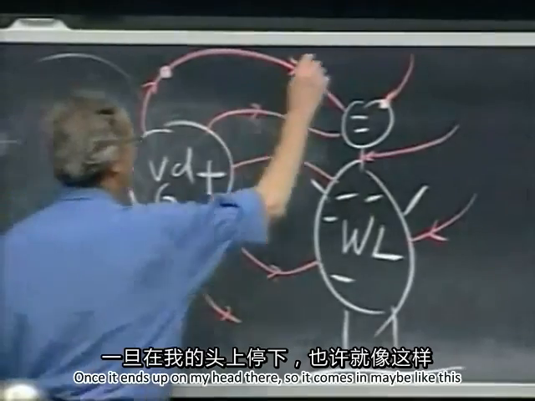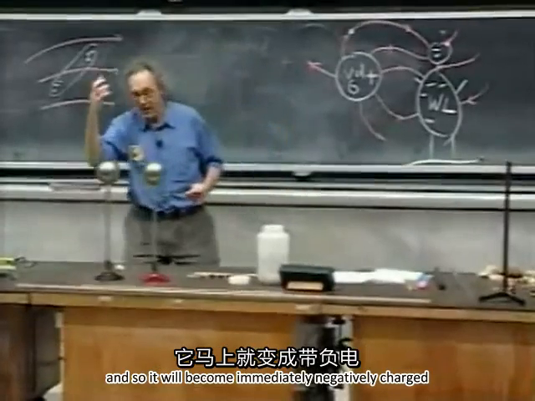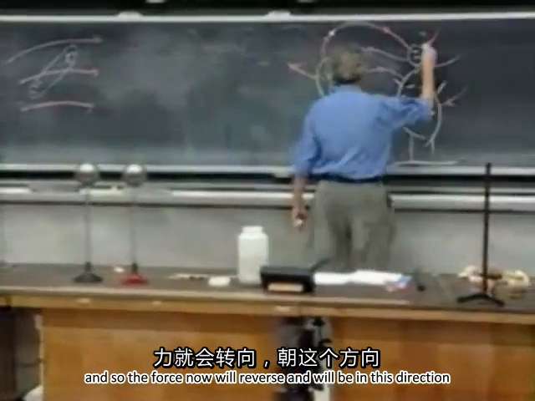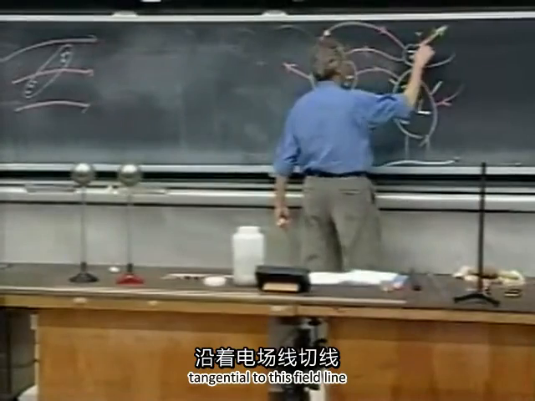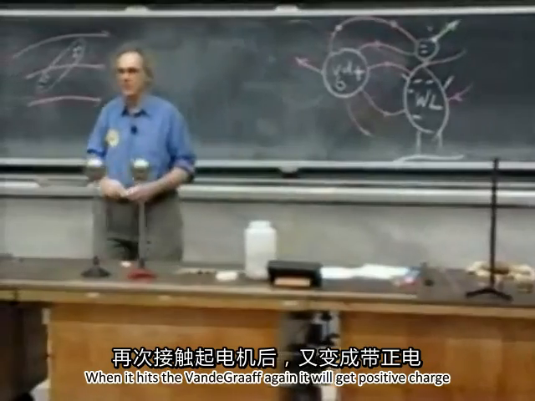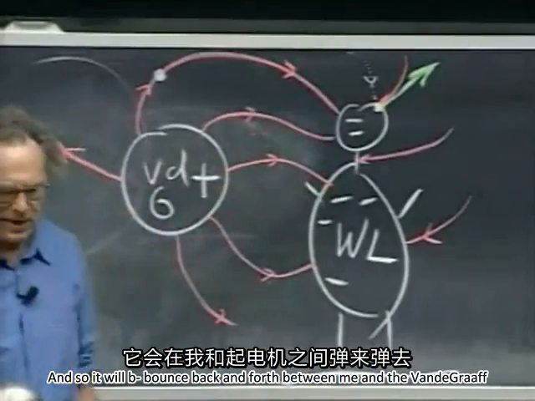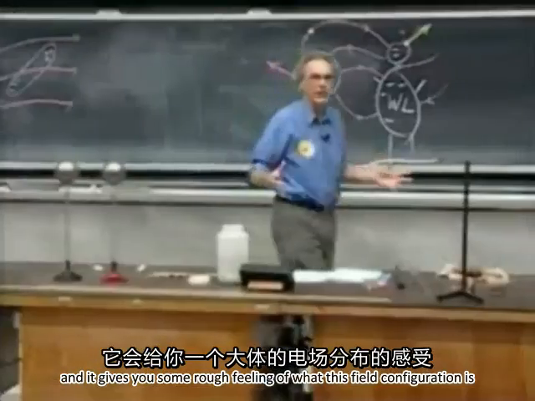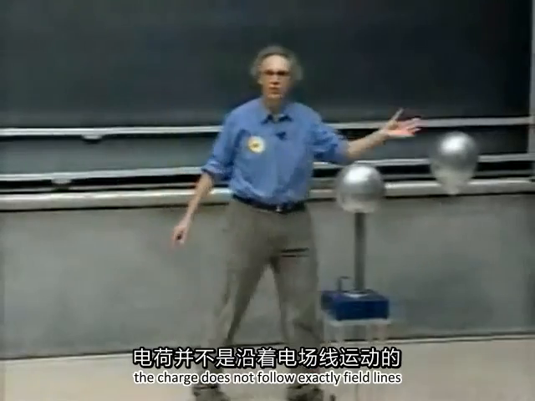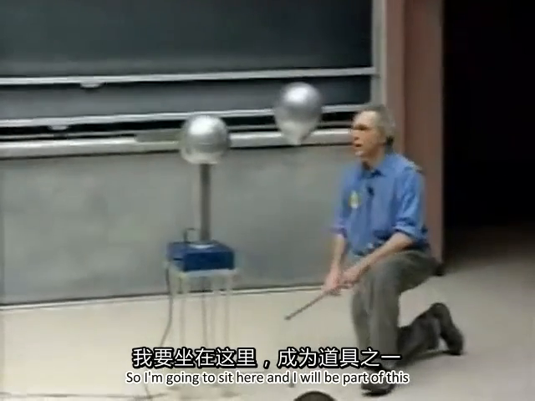Once it ends up on my head there, so it comes in maybe like this, now it will get the negative charge from my head, and so it will become immediately negatively charged, and so the force now will reverse and will be in this direction, tangential to this field line. And so it will go back. When it hits the Van de Graaff again, it will get positive charge. Reverses polarity, and it will go back. And so it will bounce back and forth between me and the Van de Graaff, and that gives you some rough feeling of what this field configuration is about, although I want to remind you that the charge does not follow exactly field lines.